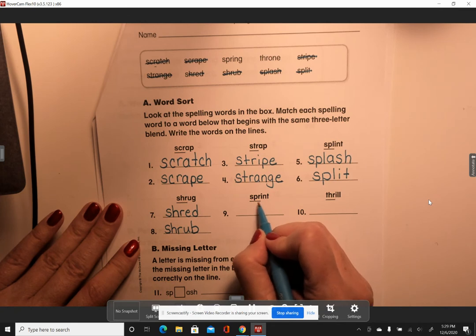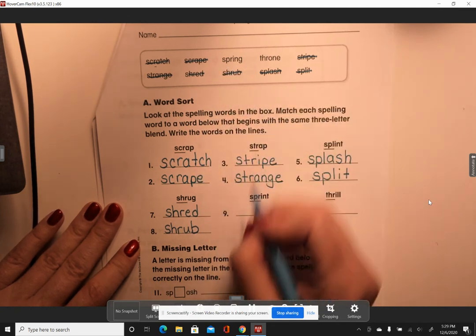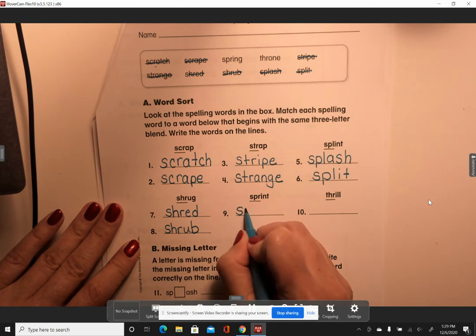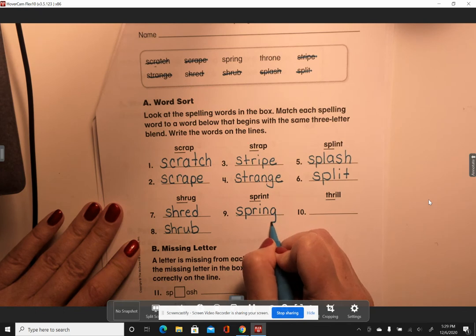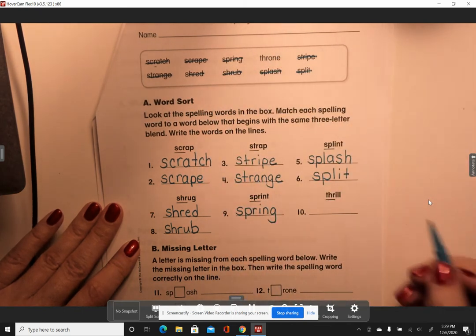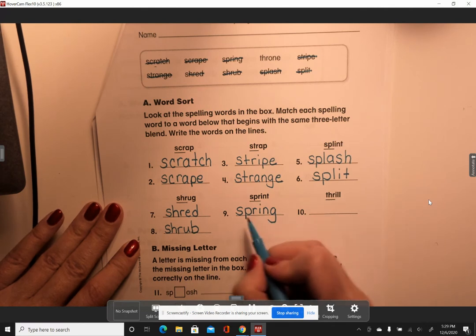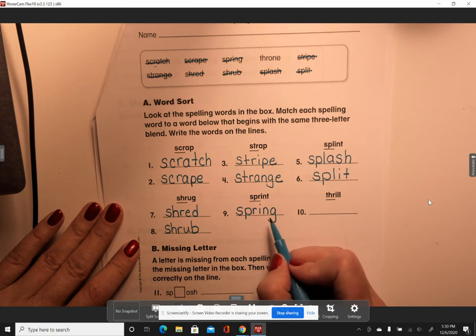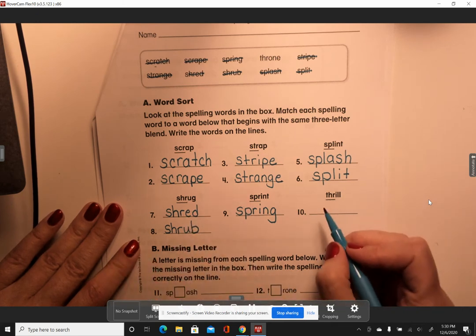Next we have sprint. Sprint. S-P-R. And there we have the word spring. S-P-R-I-N-G. Spring. And this kind of spring isn't the season, because the season spring would start with an uppercase S. This is spring like when you jump up in the air, I will spring up in the air. Or it can be that little metal thing that you can squeeze together, a little spring.